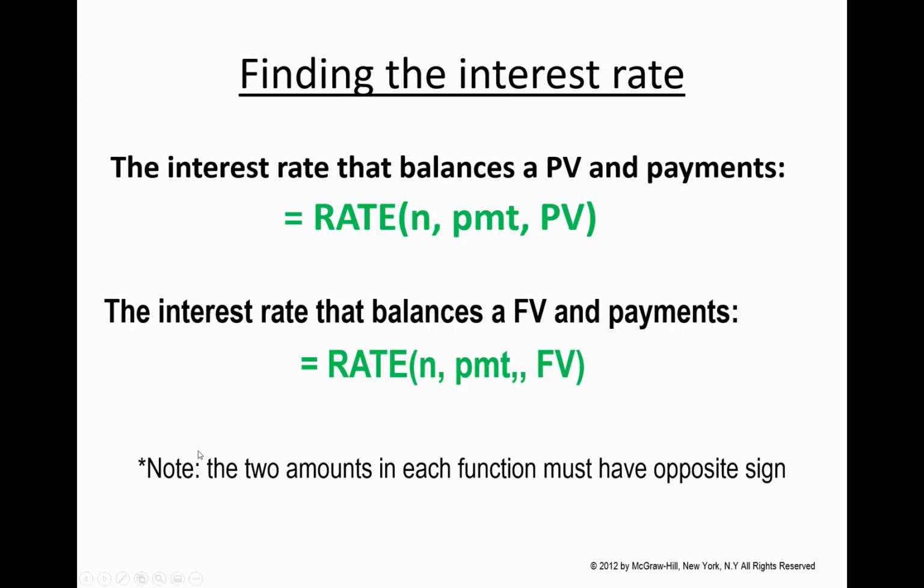Now the note that's listed here is that if you have a positive payment, then that means you have to have a negative value for the present value, because Excel is expecting that one of them will be an inflow and the other will be an outflow. So we'll remember that as we do the calculations in the in-class exercise.